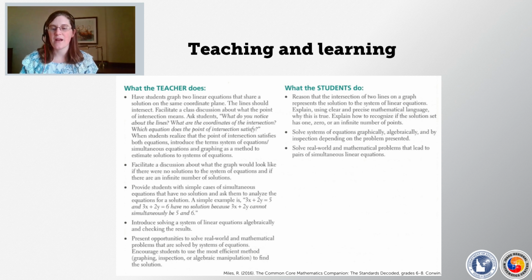As the facilitator in your classroom, your goal is to provide students with the opportunity to reason and make connections. You can accomplish this by giving the students graphs of linear equations and facilitating discussions about what they notice and what conclusions they can make.